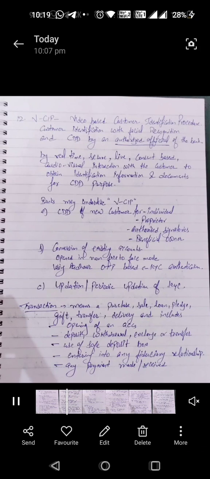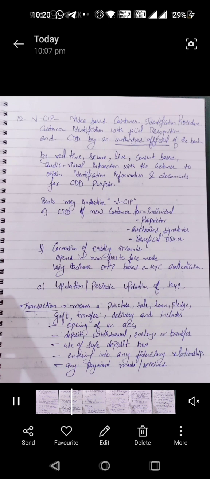Then the third one is video based CIP, that is VCIP. Video based customer identification procedure with facial recognition and customer due diligence by an authorized officer. Remember, there is an authorized officer. In digital KYC, it was any officer of the bank. Here, it is the authorized officer of the bank. It is a real-time, secure, live, consent-based, audio-visual interaction with the customer to obtain identification confirmation, information and documents for customer due diligence purpose.